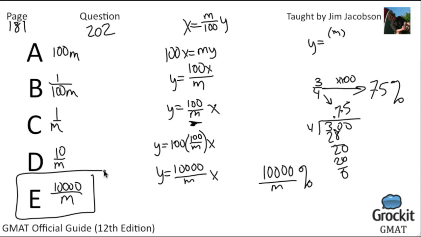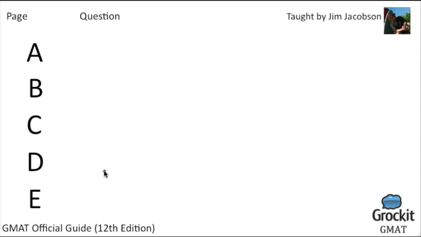Alrighty. 181, number 203. What is the 25th digit to the right of the decimal point in the decimal form of 6/11?